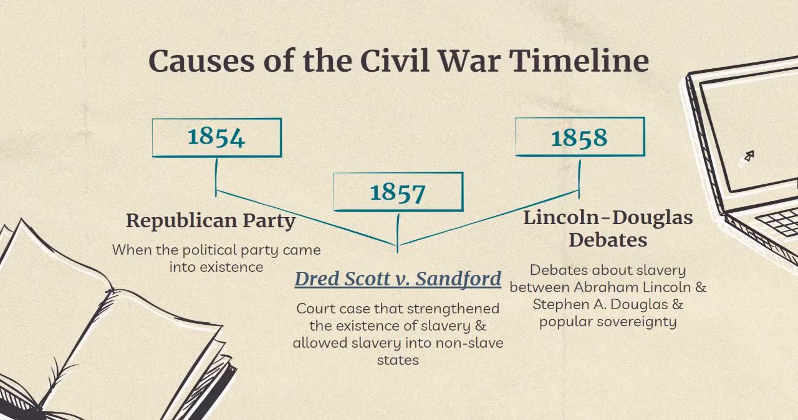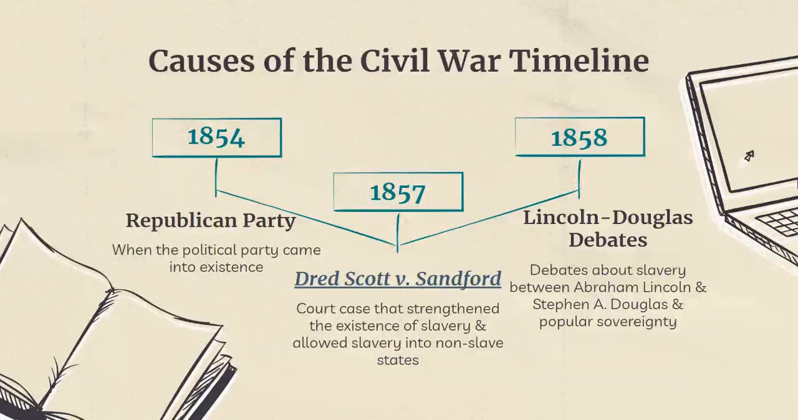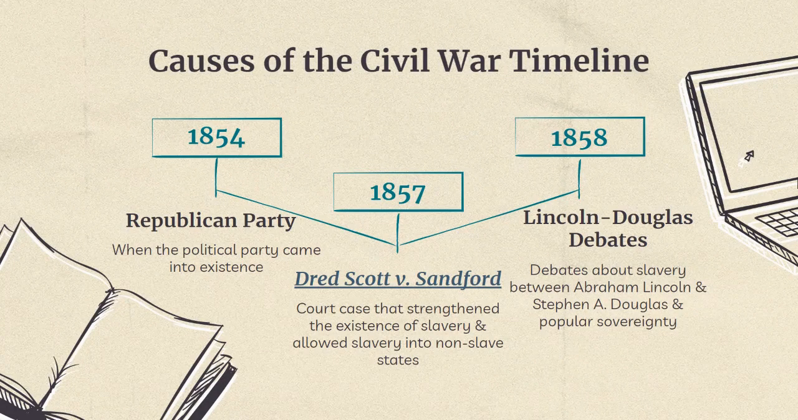1858, and you get the Lincoln-Douglas debates. It is this series of debates between Republican Abraham Lincoln and Democrat Stephen A. Douglas, and the idea of popular sovereignty, where the Republican Party really sees Abraham Lincoln as an individual who can run for president in 1860. But the other idea here is popular sovereignty, that people should get a say in whether or not a state should be free or it should be a slave state.